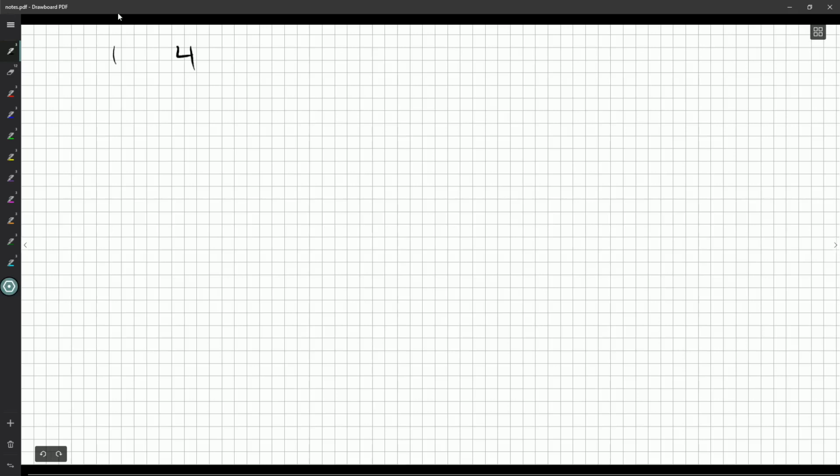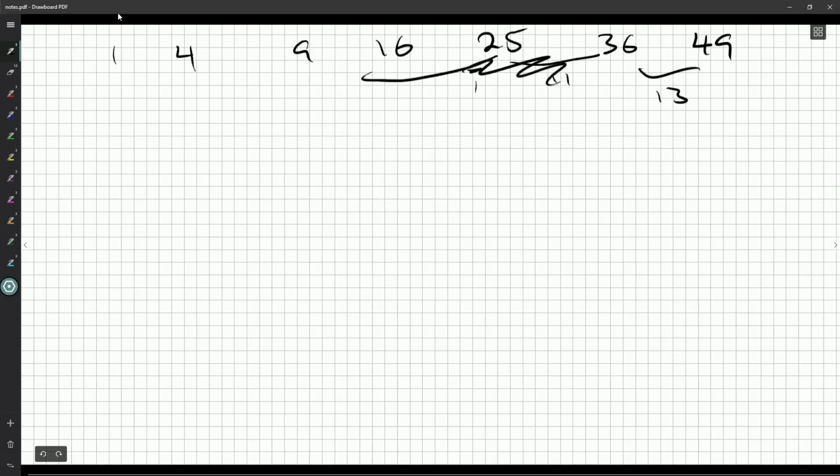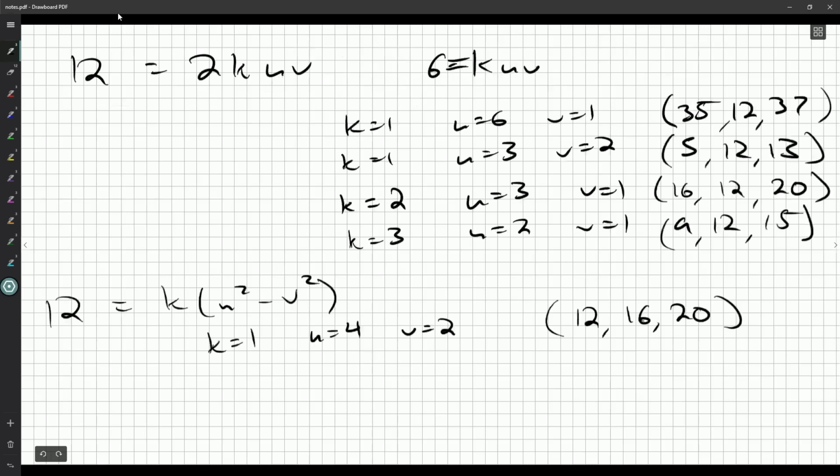So 1, 4, 9. When the difference between the squares is greater than 12, we know we can stop. 16, 25, 36, that's a difference of 11. So 49, that's the last one. That's a difference of 13. So nothing's going to happen with 49. That's 11. You would need 1 here. So that's not going to work. So nothing happens with 36. 25, you would need to go down to 13. That's not a square. That one works. Nothing else. So only 16 and 4 work.